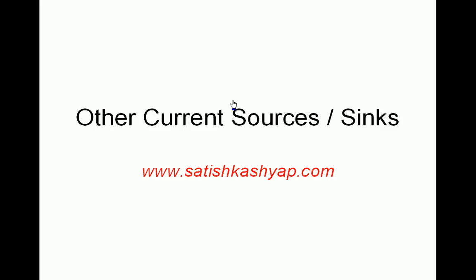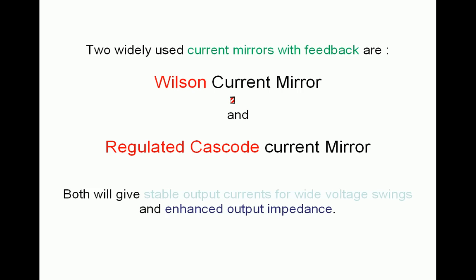We are discussing other current sources or sinks. The two important current sources are the Wilson current mirror and the regulated cascode current mirror. Both have negative feedback. Because of negative feedback, both have stable output currents and both have increased output impedances. We already discussed the Wilson current mirror. Today we are going to discuss the regulated cascode current mirror.